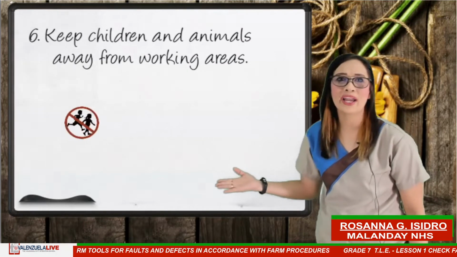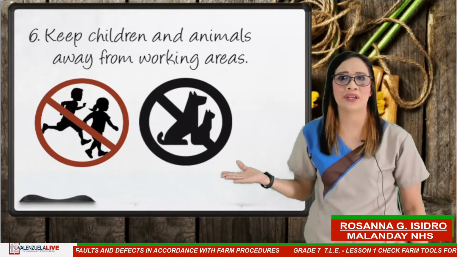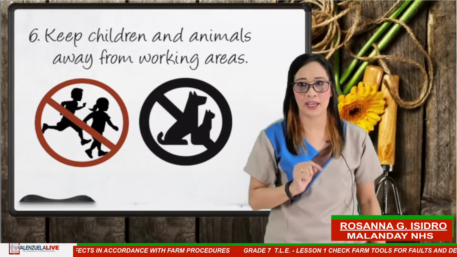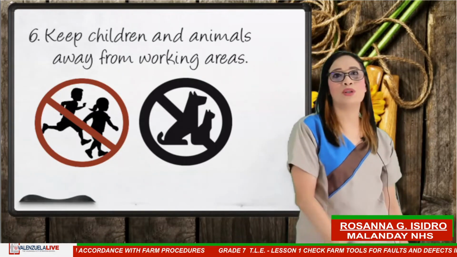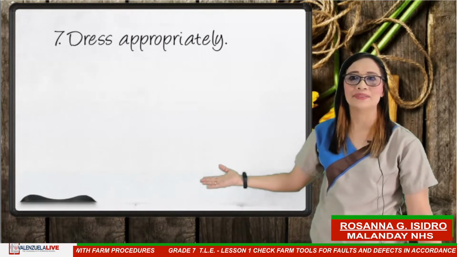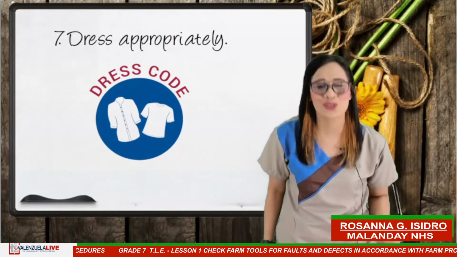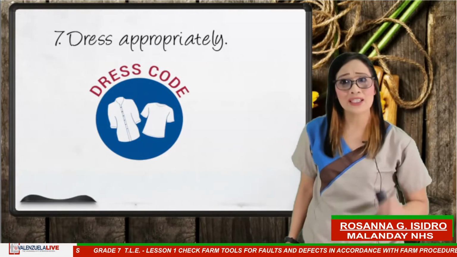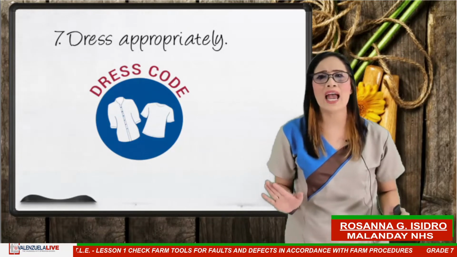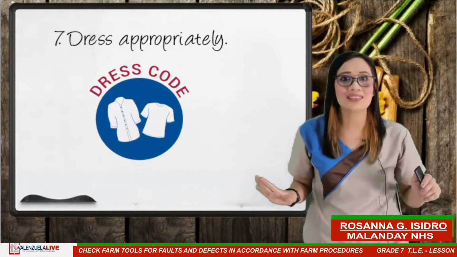To avoid any disastrous accident, keep your child's play areas separate from your working area. Number 7, last, dress appropriately. Dressing appropriately can mean reducing the risk of injuries. Wear clothes that are well fitted, and avoid wearing attire that is too tight or too loose.